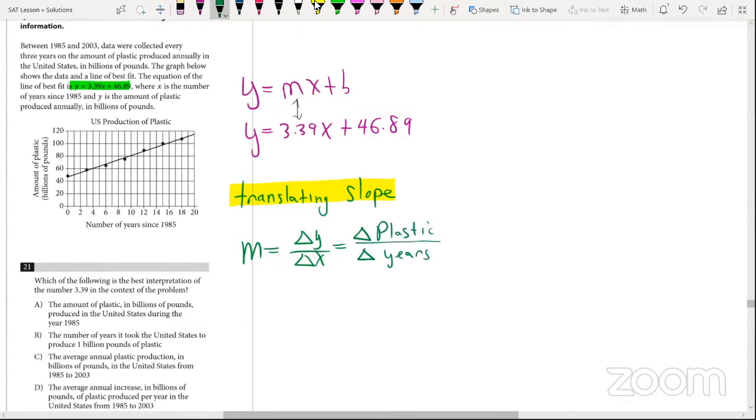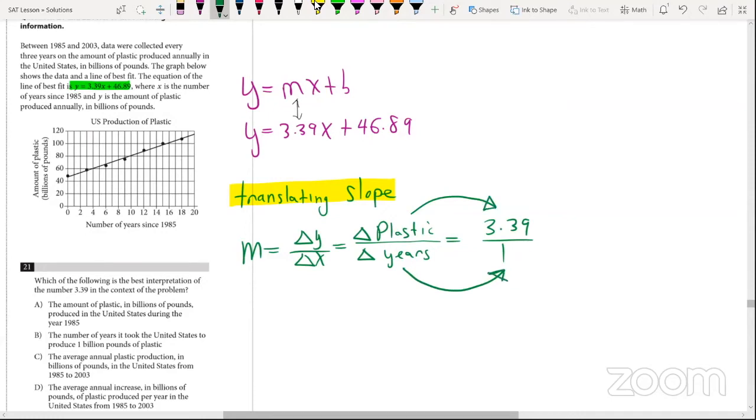Now, by the way, in these expressions, the denominator is usually 1. So for every 1 year that changes, by how much does the plastic change? It changes by 3.39. So in other words, 3.39 is the same as 3.39 over 1. And that fraction means that we have a change of 3.39 for the billions of pounds of plastic per year. So the plastic changes by 3.39 for every 1 year that goes by.